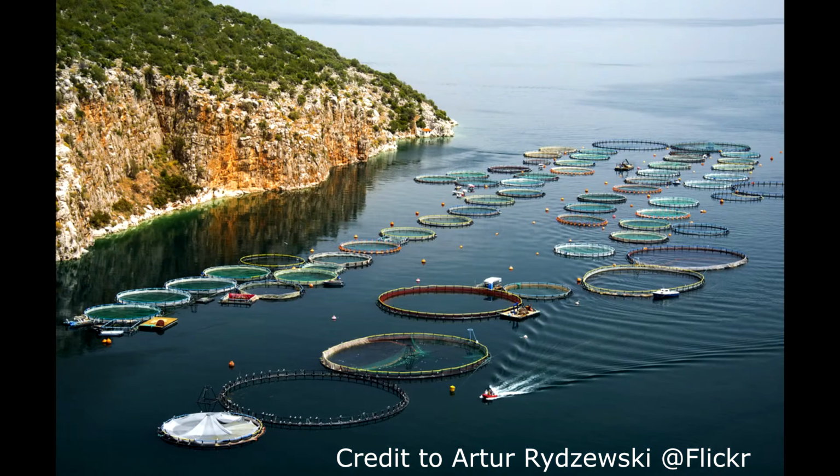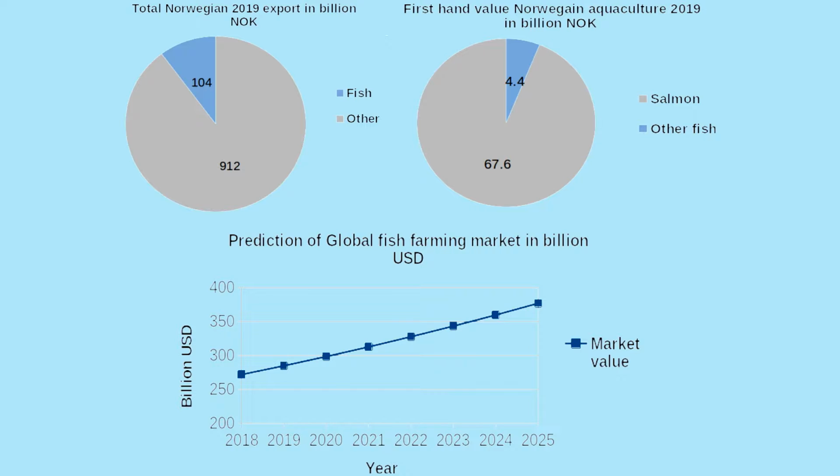Fish farming is the practice of raising fish for commercial gain, usually food, on land or at sea. This is the most common form of aquaculture. Aquaculture is an important industry in Norway and accounts for a large proportion of our exports. This is also a rapidly growing market worldwide, with a projected value of $376 billion by 2025.